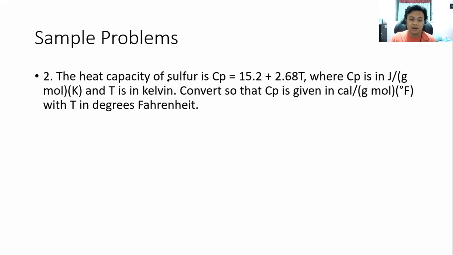Next, the heat capacity of sulfur is Cp equals 15.2 plus 2.68 times T, where Cp is in joules per gram mole per Kelvin and T is in Kelvin. Convert so that Cp is given in calories per gram mole per degrees Fahrenheit with T in degrees Fahrenheit. The caveat on converting these types of equations is we can't convert it right away. We have to do some adjustment first because the Kelvin in this case is not really the temperature Kelvin.